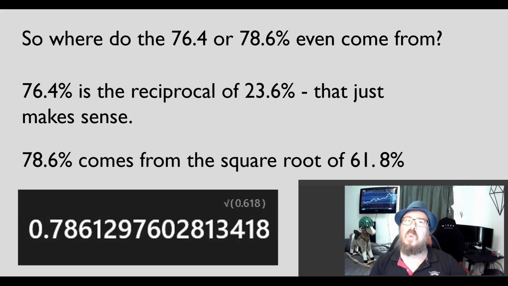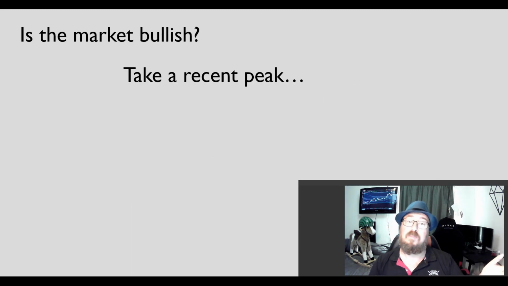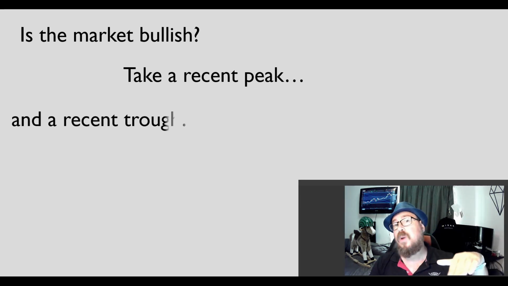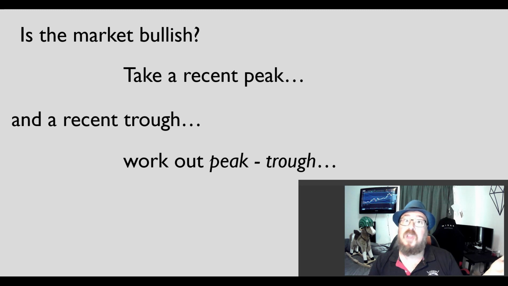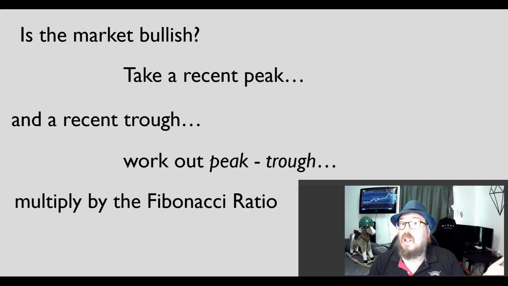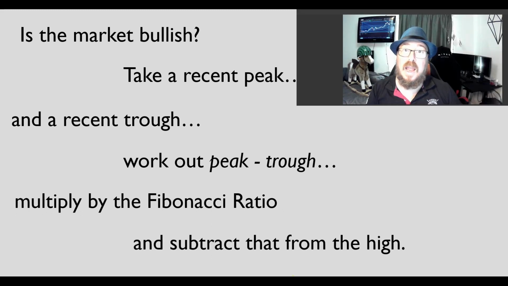Shall we take a look to see what would happen if the market was bullish? We have to make a slight change to the equations, so let's take a look at that. When the market's bullish, the coin's going up in value, you take a recent peak, just like the last one, you take a recent trough, just like the last one, you take the difference, just like the last one, and you multiply by the Fibonacci ratio, just like the last one again, only this time you subtract that from the high. Let's take a good look at an example of this right now.